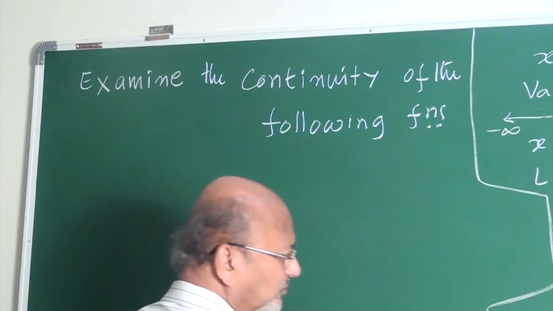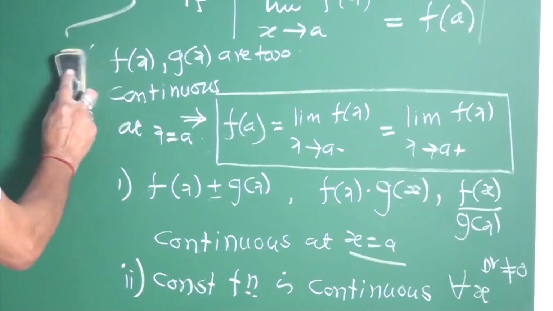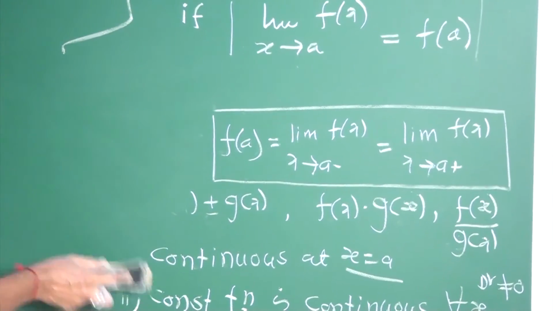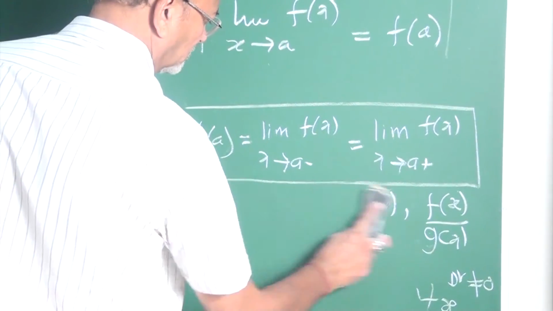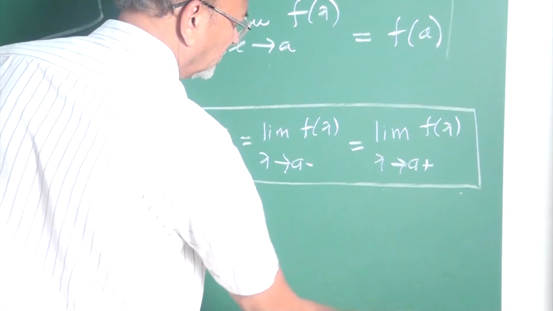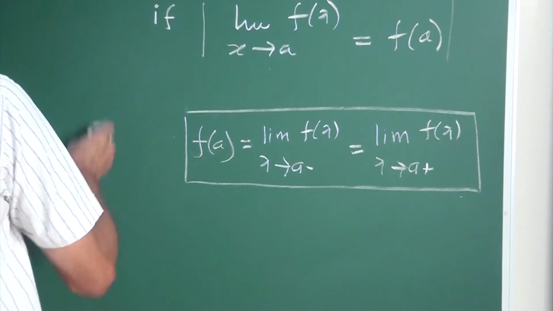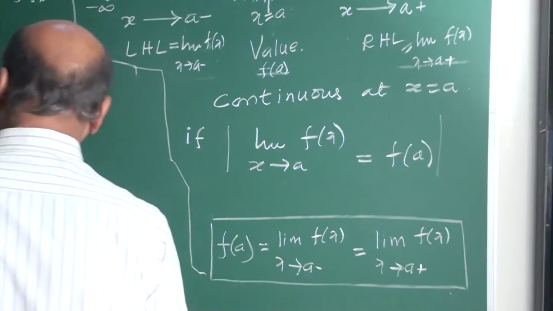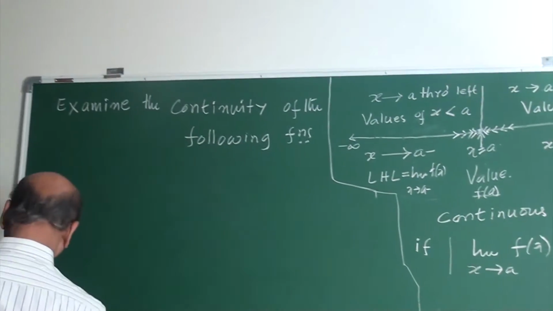Yes, my friend, this is the property. Sum of two continuous functions, difference of two, product of two, division of two, are continuous functions again. Then any constant is a continuous function. Yes, my friends, I need this for a little time. Examine the continuity of the following functions. 1.